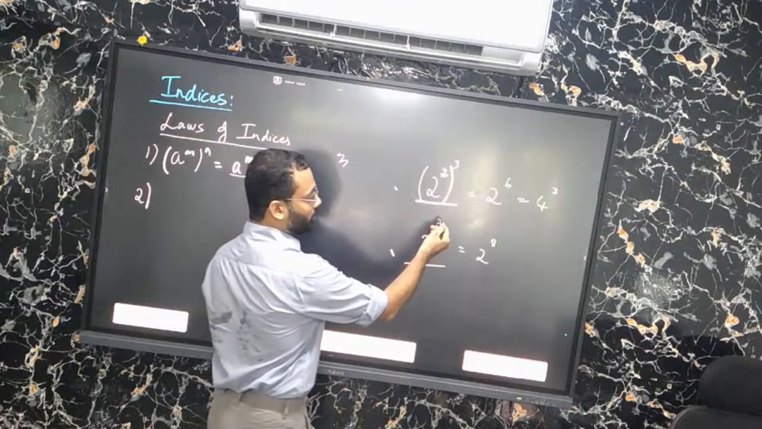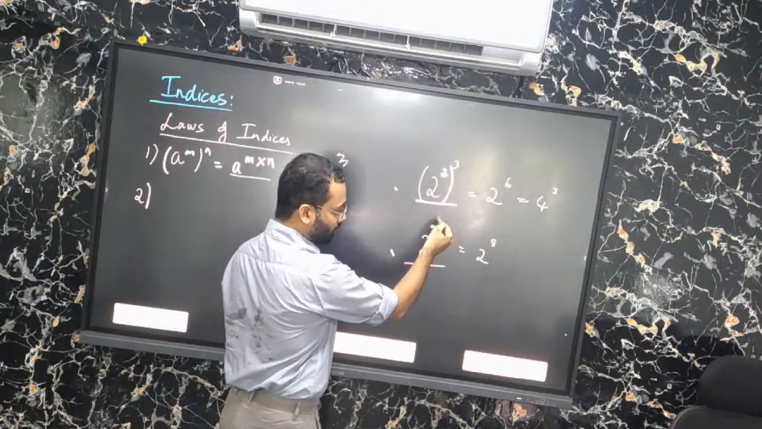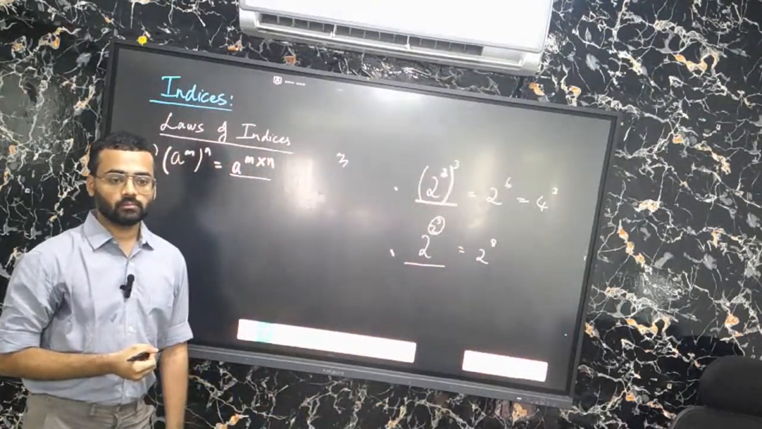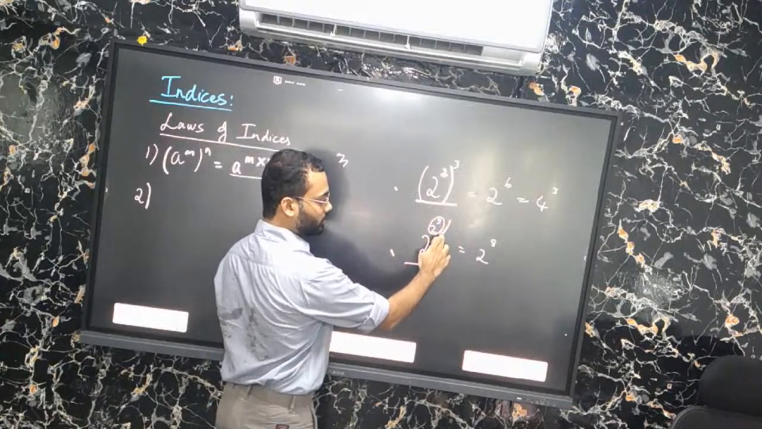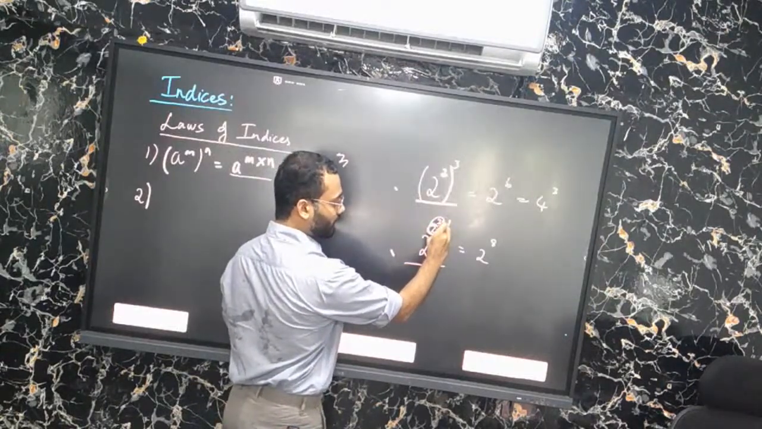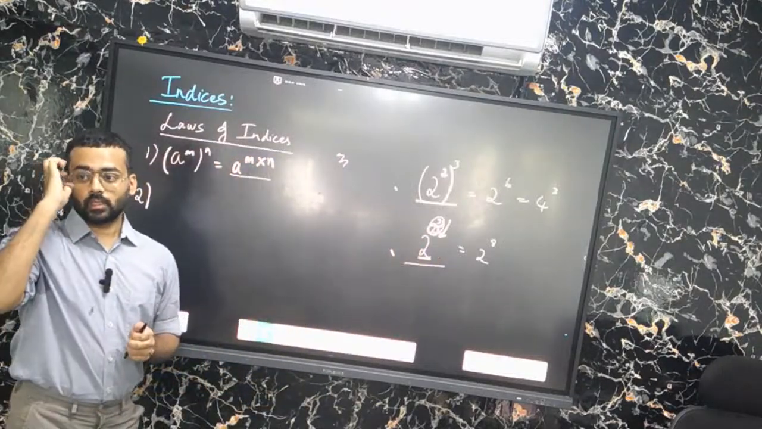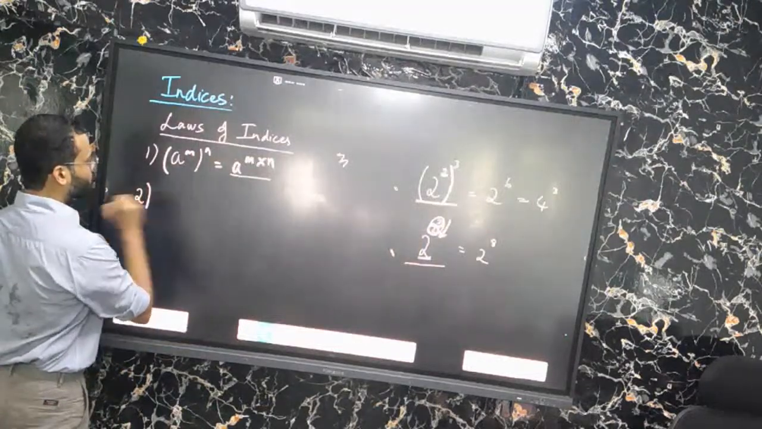Second one, you need to come from the top. This 2 has a power cube first. So you solve this first. Once you solve that, you take it to this power. This is coming from top down. This 2 has a certain power. Take care of that power first and then take care of this power. Okay. Clear?